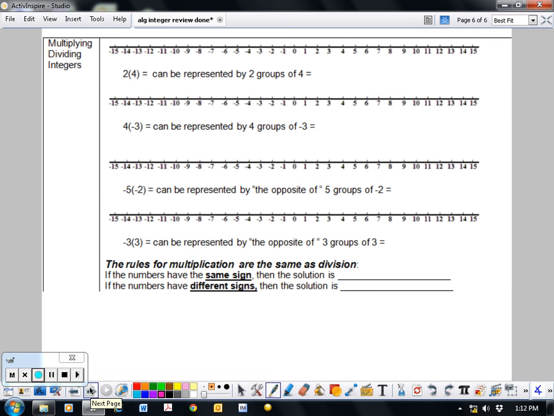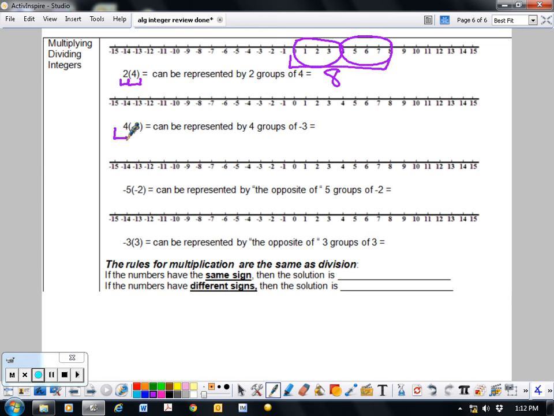Okay, so our next one is multiplying and dividing integers. The rules are exactly the same for multiplying and dividing integers. So we're going to work with the multiplication just because it's easier to demonstrate than working with dividing into groups. The idea we like to use with multiplication is talking about groups. So 2 times 4 is saying I've got 2 groups of 4. Let's go ahead and look. Here's my one group of 4. And I'm going to have another group of 4. And so altogether, that gives us 8.